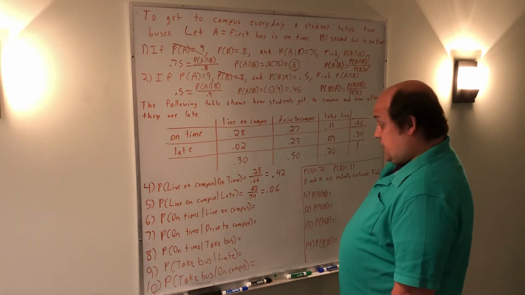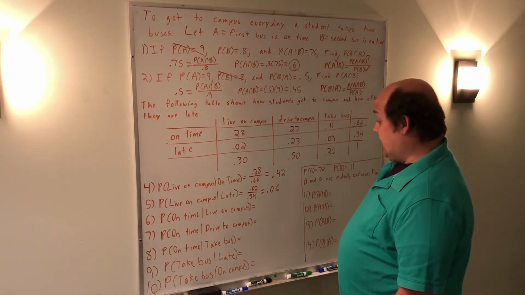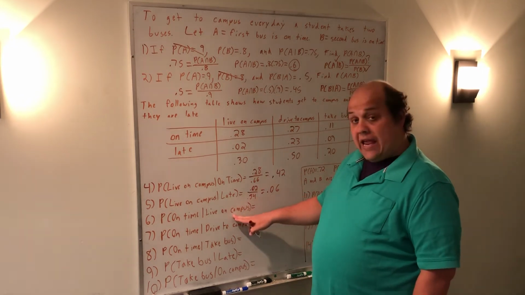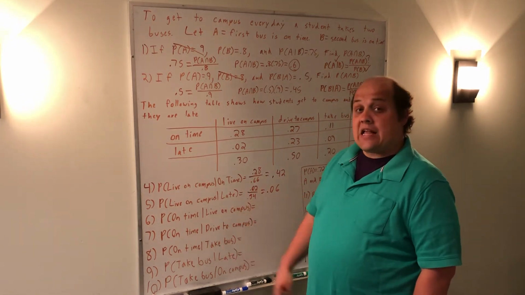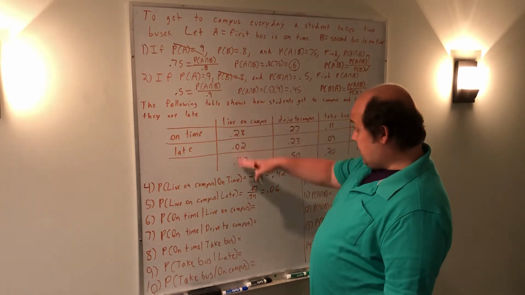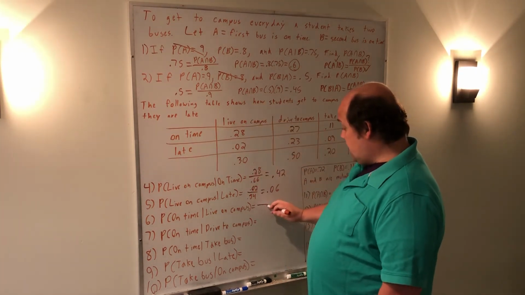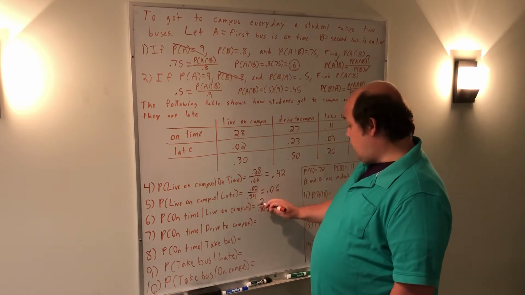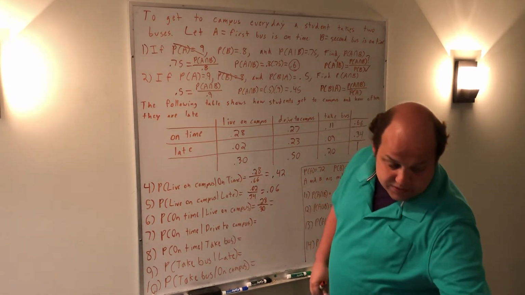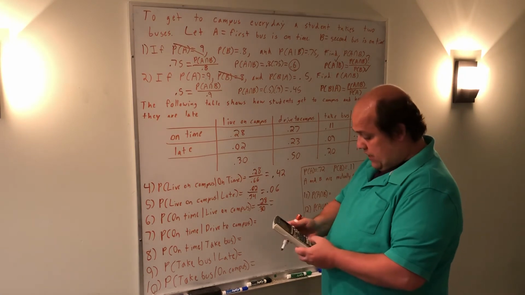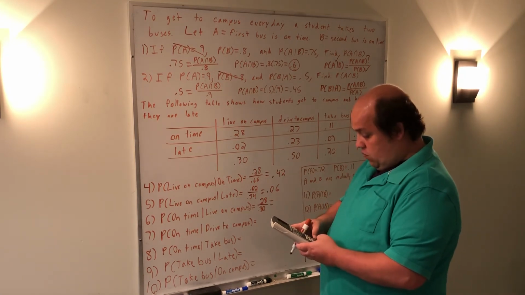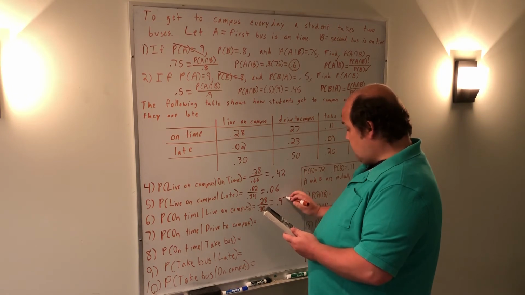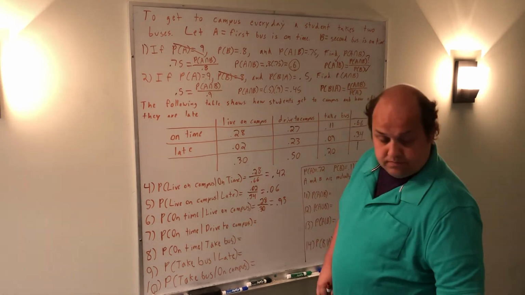For number 6, the probability of on time given live on campus. Here, after the given line is live on campus, so it's going to be isolating a column, not a row. Specifically, this live on campus column that's out of 0.30. Of them, the ones that were on time were 0.28. When I put that into my calculator, 0.28 divided by 0.30, I get an answer of 0.933 repeating, so I'm going to call that 0.93.